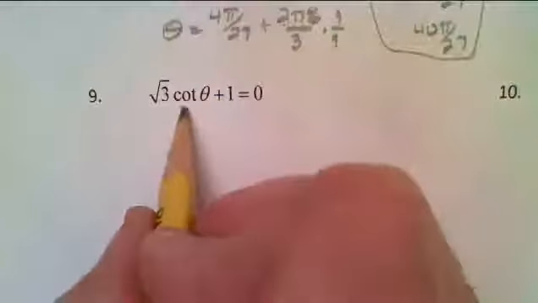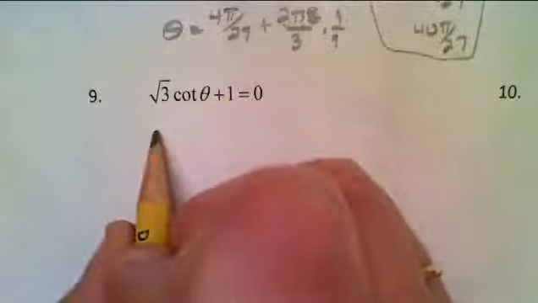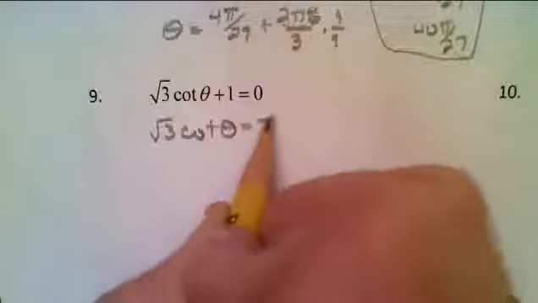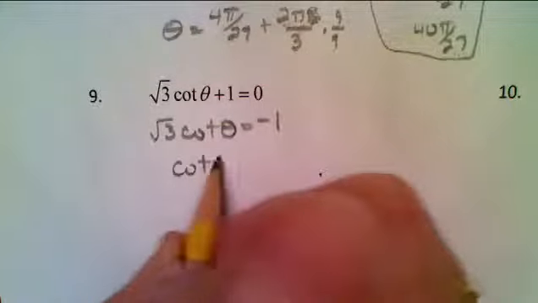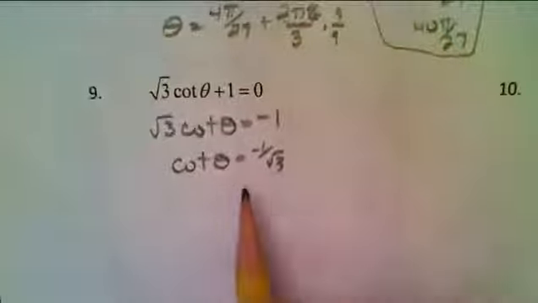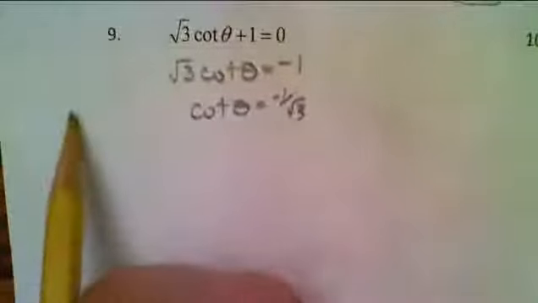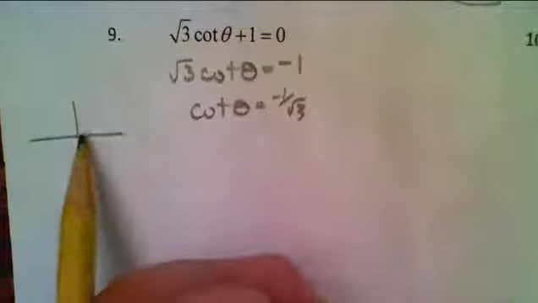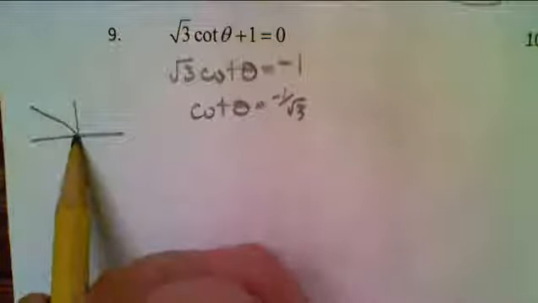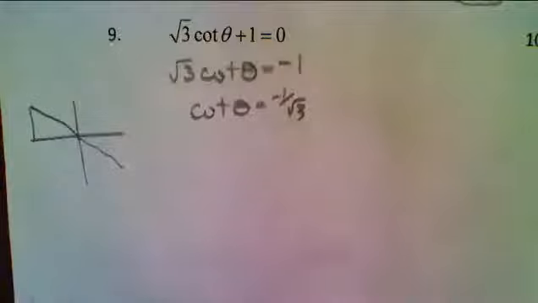Okay, here's another cotangent one, which is sometimes a little bit harder. So I subtract 1, divide by radical 3. And you can rationalize if you want to, but really, when I do have cotangent or tangent, I always draw the picture. So cotangent is going to be negative when x and y have opposite signs. So here, those 2 quadrants.